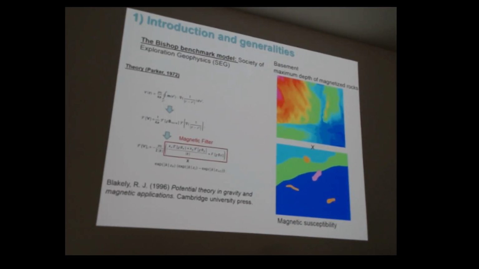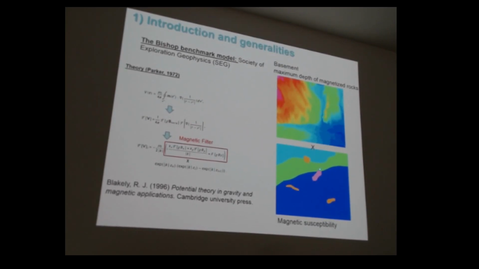Okay, this is another example. This is a benchmark model created by the Society of Exploration Geophysicists, because they are very interested in this kind of problem: how to properly map the magnetic field, the crustal field, and how to recover the sources. What you can see here are the basements, which are the maximum depth of the magnetized rocks. Here this is deep, here this is shallow, and you have a fold here, and a second one here.